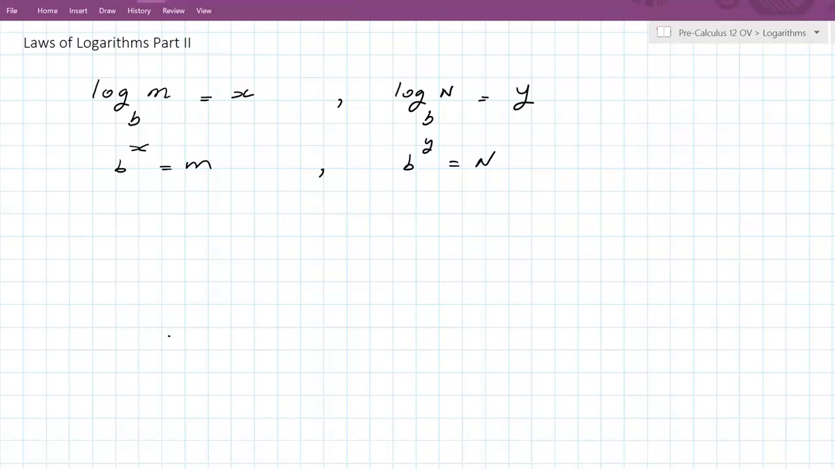Okay, let's continue with the laws of log. This one is a multiplication. Let's go through that. Let's suppose we have an expression written in the form log of m base b equal to x and log of n base b equal to y.